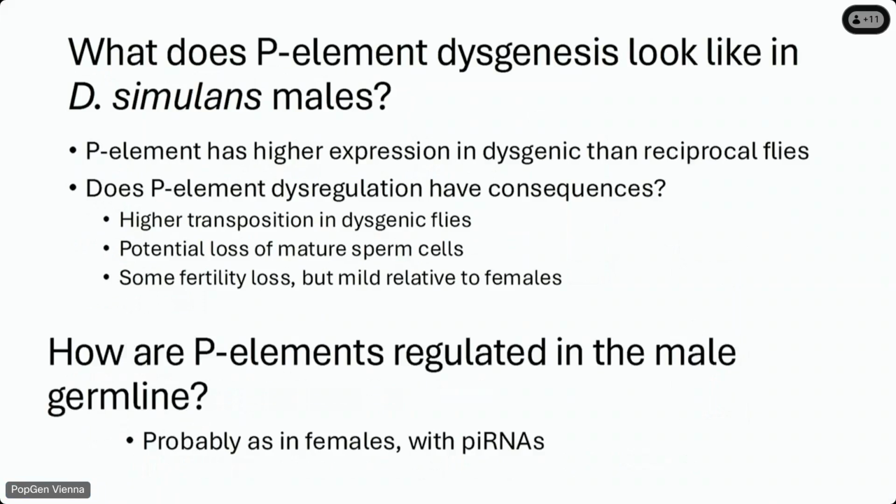Yeah. So just because we had the data, we decided to look at how P elements are regulated in females, in males. And so we wanted to know about things like piRNA pathways. Are they operating in testes? This is not the first time it's been looked at, but we wanted to know how they're regulated.